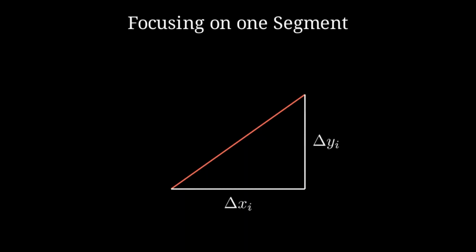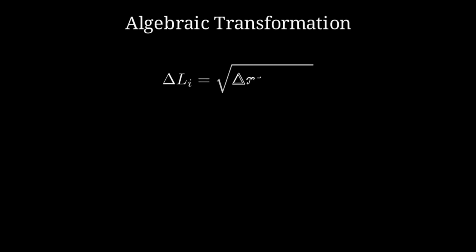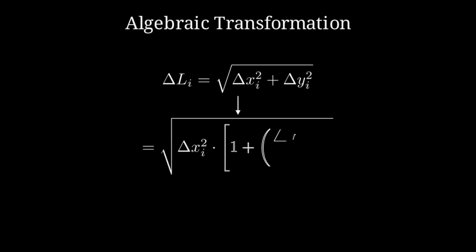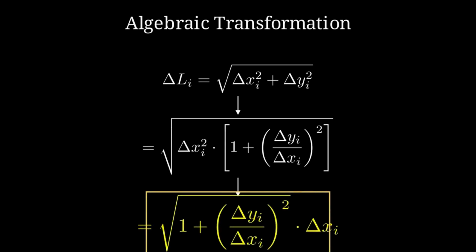Let's look at a single representative segment, which we will call delta Li. Using our distance formula, this segment is the square root of delta x squared plus delta y squared. This represents a tiny piece of the total length we are trying to find. We can manipulate this algebraically to bring it into a form suitable for integration. By factoring out delta x squared from inside the square root, we transform the expression into the square root of 1 plus the ratio of delta y to delta x, squared, all multiplied by delta x.